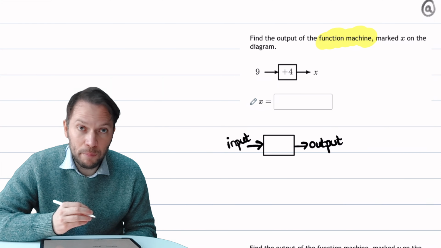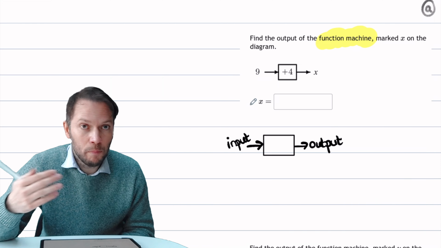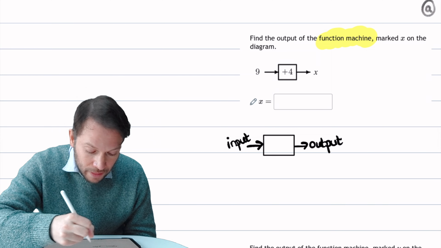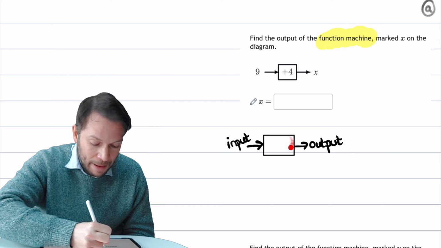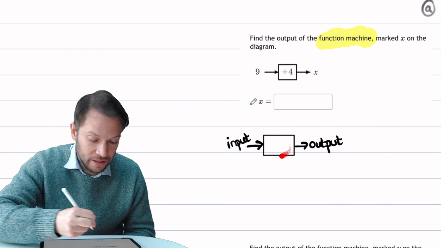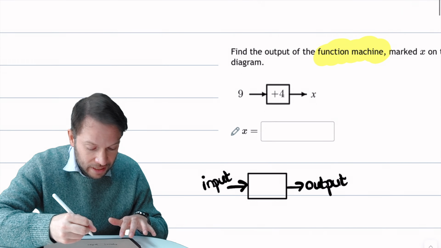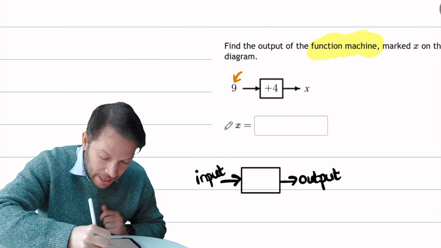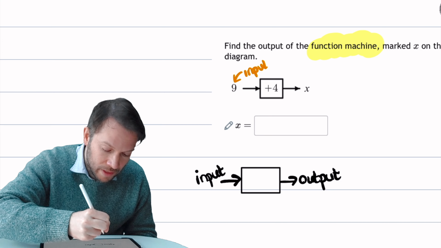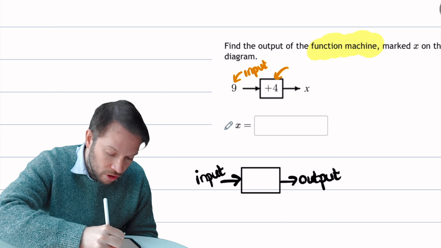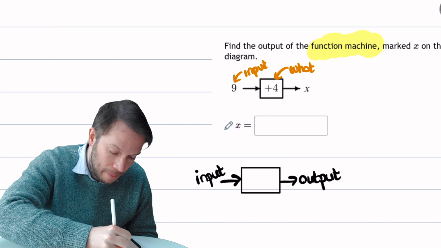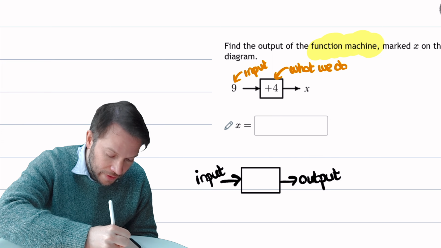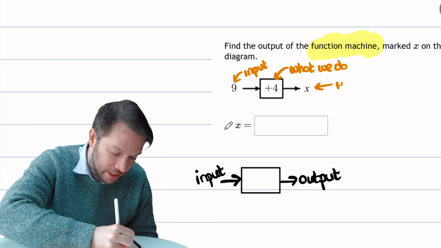Now, we're just going to look at simpler rules here where it might be like multiplying the number by 2 or adding 1, that kind of thing. And that operation, that thing that's happening to the input, that's what goes into this box. So in this particular example at the top here, this 9, that's the input. This thing in the box is what we do to the input. And then this thing on the right, the X here, is the output.